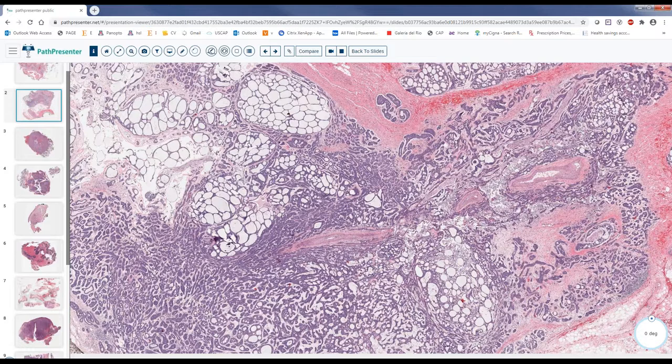Adenoid cystic carcinoma is usually c-KIT positive. Other tumors are not c-KIT positive. Other salivary gland tumors should not be c-KIT positive. However, that doesn't make it adenoid cystic carcinoma. We still have some other salivary gland tumors that are c-KIT positive.